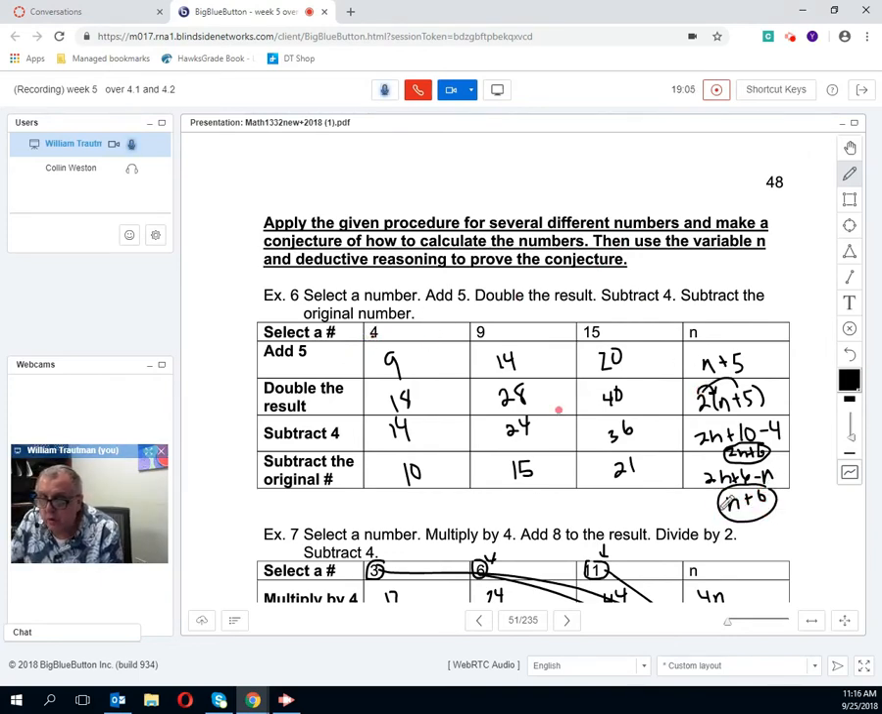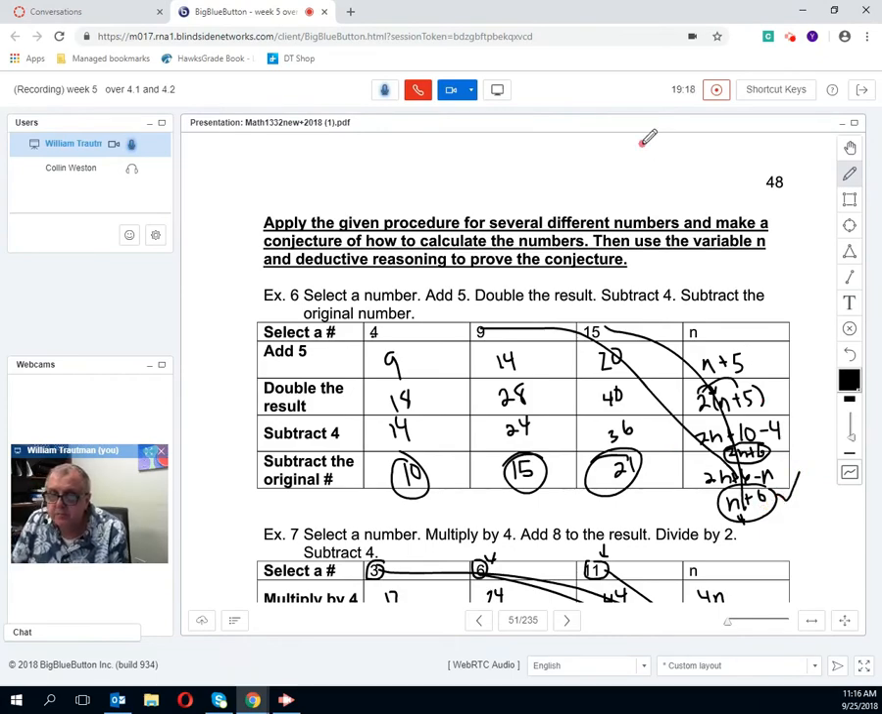Put a 4 in here. 4 plus 6 is 10. Put a 9 in there. 9 plus 6 is 15. Put a 15 in there. 15 plus 6 is 21. Sure enough, n plus 6 is the conjecture.